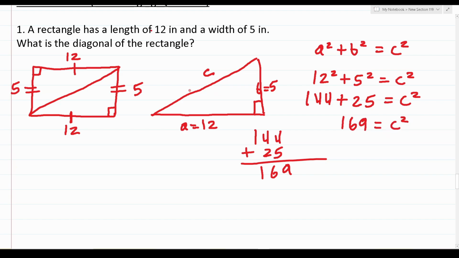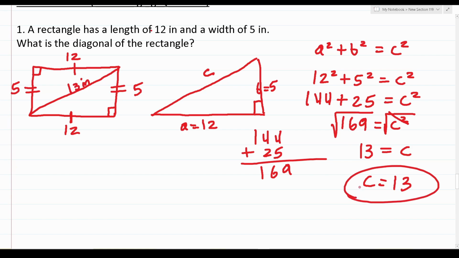We want to get c by itself, not c squared, so we're going to take the square root of both sides. This will cross out this square here, leaving us with just c on this side. What is the square root of 169? It's on my reference sheet on my website. It's 13. So c in this case is 13. Since c is 13, we know the length of this diagonal is also 13 inches. All right, so the answer to this one is 13.